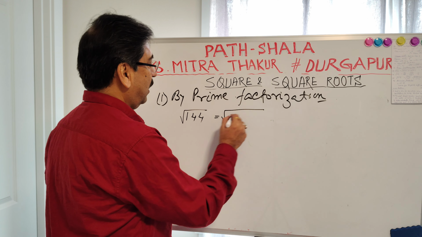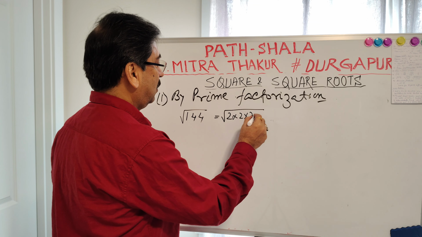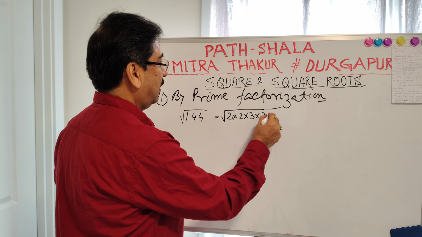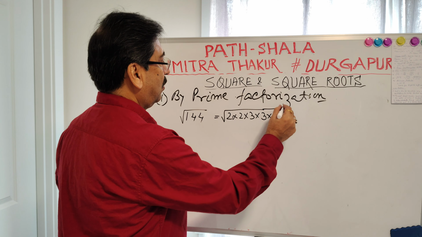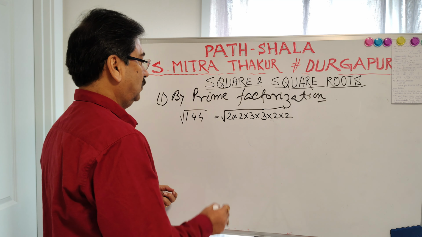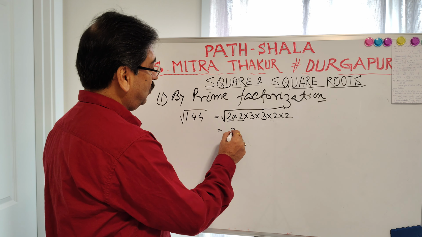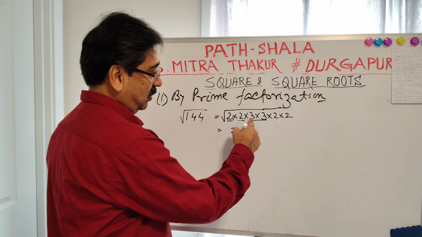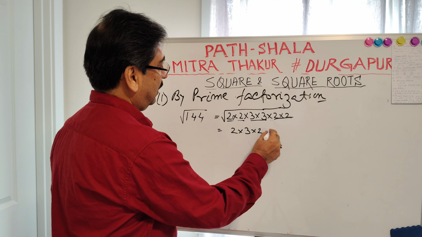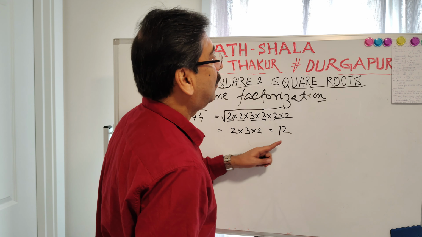The prime factors of 144 are 2 into 2 into 2 into 2 into 3 into 3. So for a pair of 2 and 2, I will take one 2. I will take one 2 again. For the pair of 3, I will take one 3. That comes to 12. So the square root of 144 is equal to 12.